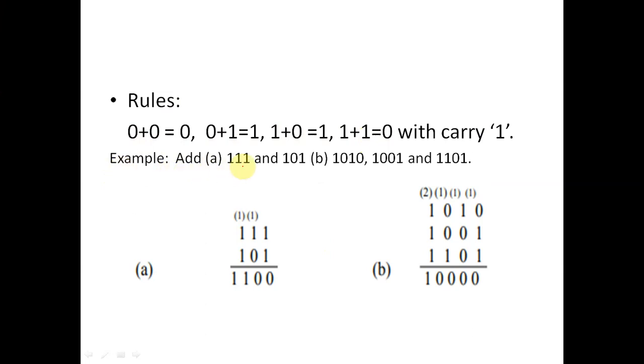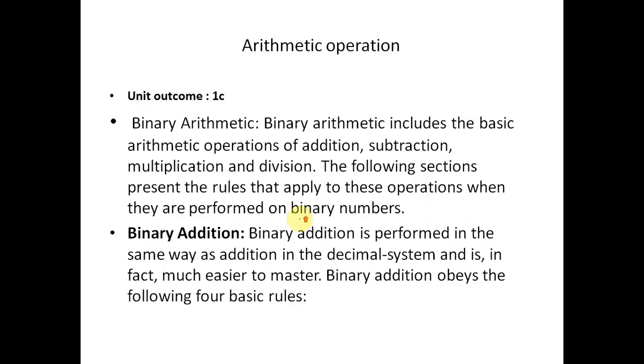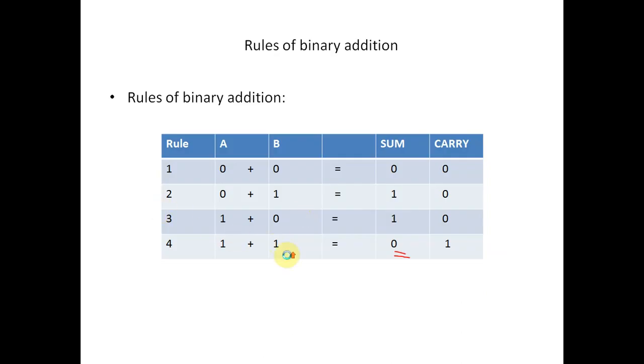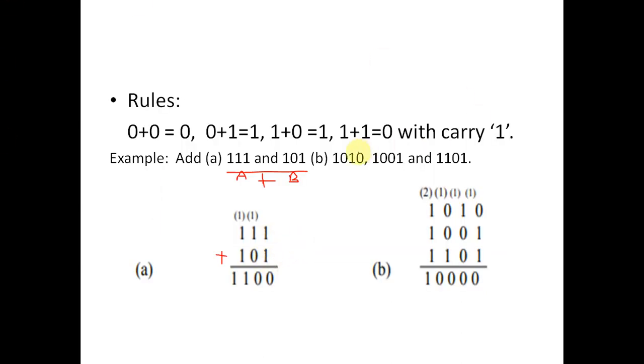First, add 1 1 1 and 1 0 1. First is the given numbers. Here are the two numbers: this one is the A number and this one is the B number. These two numbers are added by using the binary addition method. First number is 1 1 1 and second number is 1 0 1. See here, 1 plus 1, sum 0 with carry 1. So here write 1 plus 1, sum 0 with carry 1.